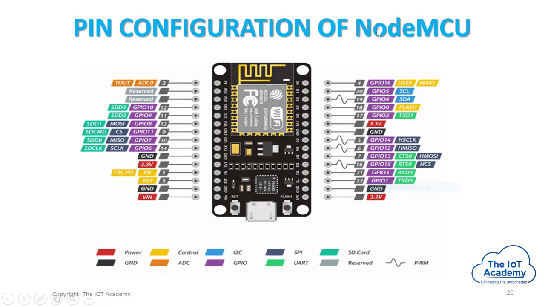So this is the pin configuration of NodeMCU. Every pin is labeled: D0, D1, D2, D3, D4, then 3.3 volt, ground, D5, D6, D7, D8, RX, TX, ground, 3.3 volt. On the left hand side, there is A0, which is the ADC pin, V-in, ground, reset pin, enable pin, 3.3 volt, ground. And these pins are for the SD card interface. So this is the pin configuration.